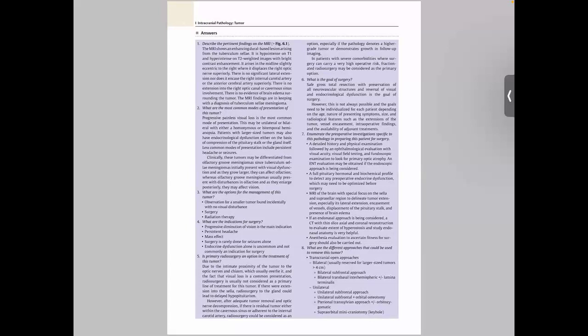Any additions on number 2? So clinically, those tumors may be differentiated from olfactory groove meningiomas or tuberculum sellae meningiomas initially.